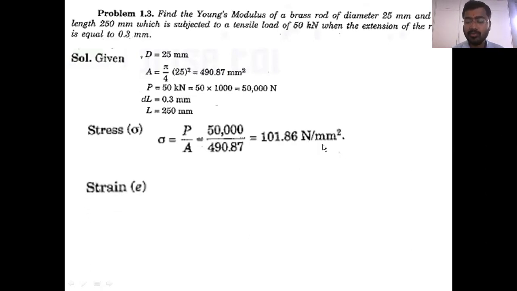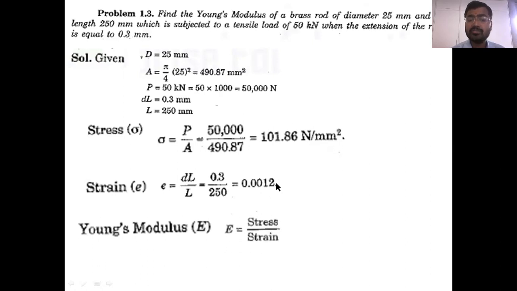Similarly, strain is nothing but the change in length upon the original length. Here the extension of the rod is 0.3 mm, so we have mm here also. So the length should also be in mm only. Both are in mm. So 0.3 by 250, I'll get 0.0012, which is the strain. So here we'll not have any units. I'm telling you once again, strain is dimensionless.